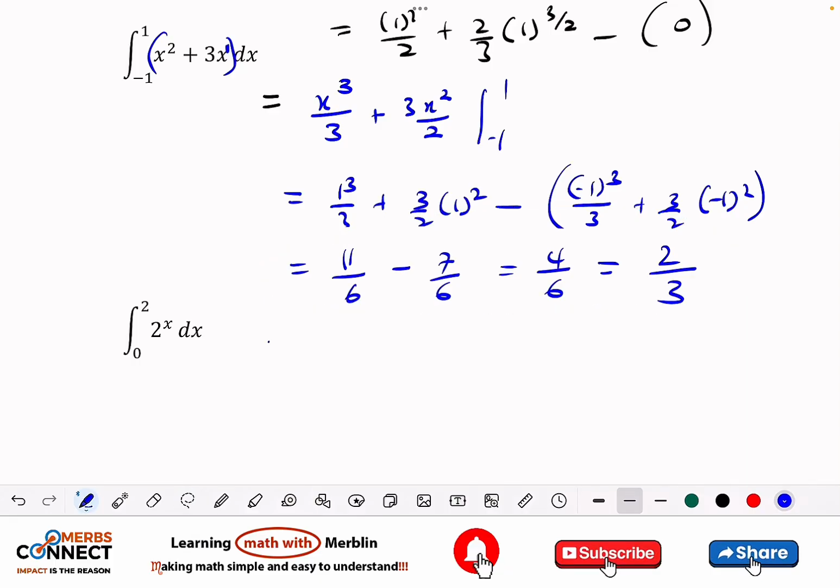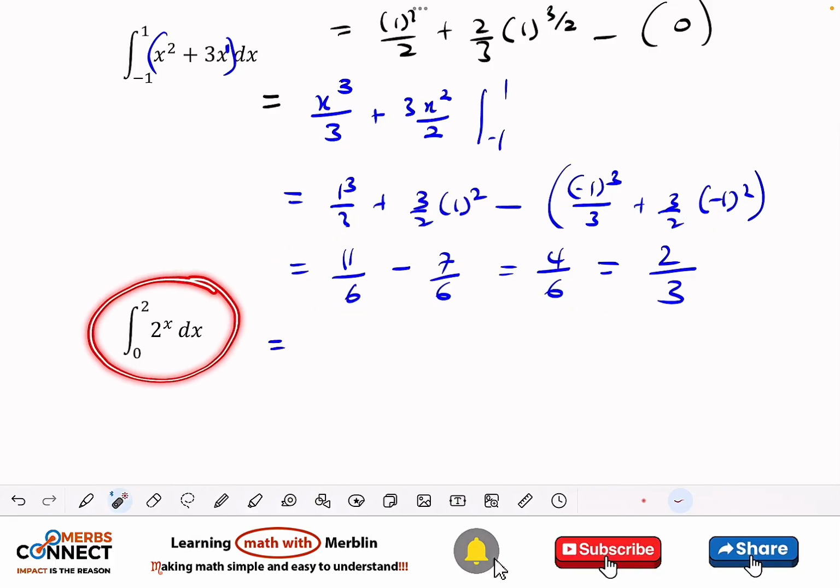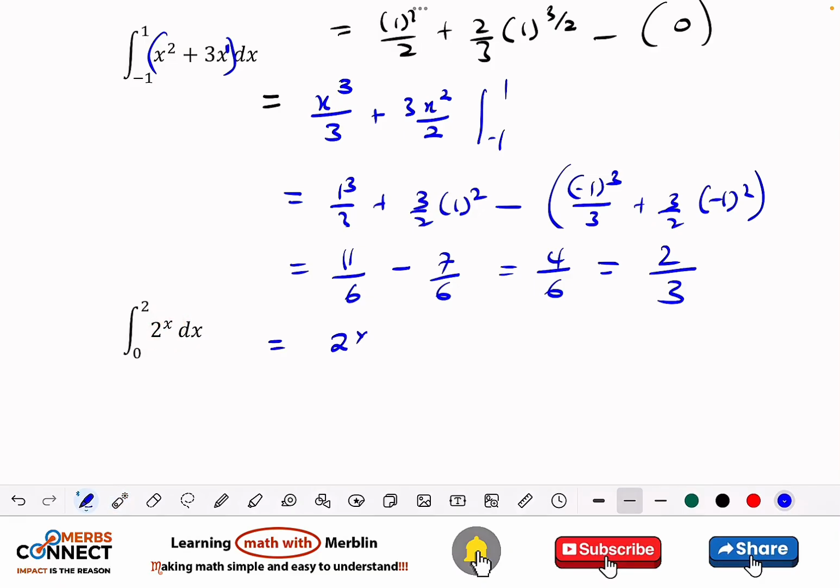Now let's look at this one. Integrate this. Remember, this is the constant base function. So I will maintain the function and divide it by the derivative of the top, which is going to be 1, times ln of the base, which is 2. And I evaluate it from 0 to 2. This is the same as 2 to the power x divided by ln 2 from 0 to 2.